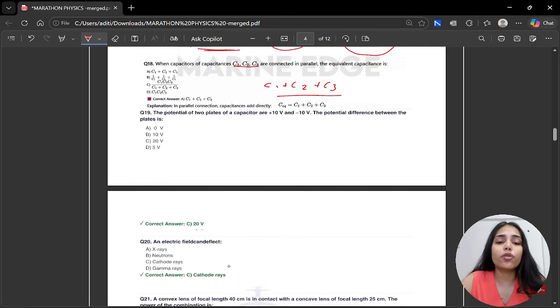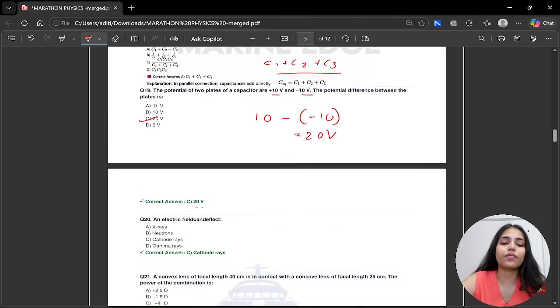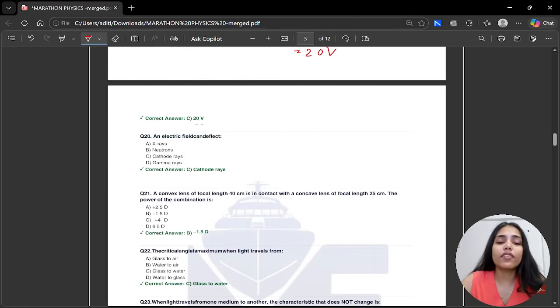The potentials of the two plates of a capacitor are plus 10 volts and minus 10 volts. What is the potential difference between them? So the first plate has 10 volts minus the potential of the second plate, that is minus 10 volts. The total potential difference will be 20 volts, right? So option C.